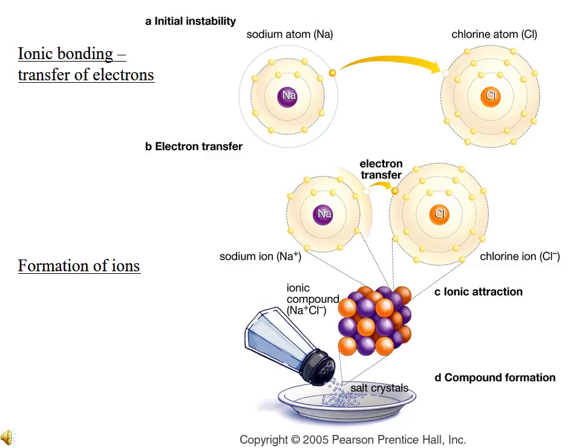Remember the octet rule? An atom reaches stability if it has 8 electrons. So for sodium to become stable, it will lose 1 electron. And for chlorine to become stable, it will gain an electron. And when this happens, sodium is happy, chlorine is happy. But when sodium loses an electron, it becomes positively charged. And when chlorine gains an electron, since electrons are negatively charged, it becomes a negatively charged particle. So sodium is positively charged, and it becomes an ion. Chlorine is negatively charged, and also becomes an ion.